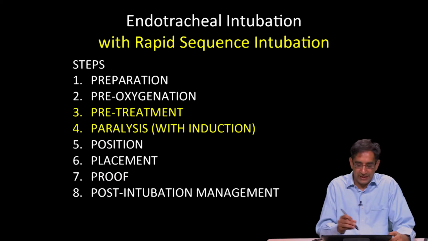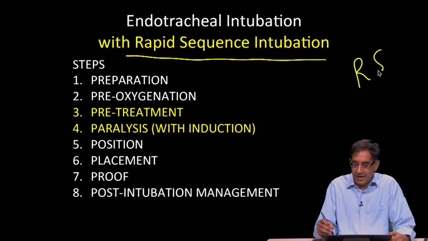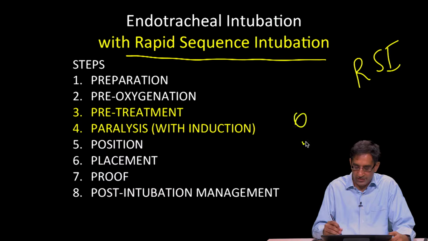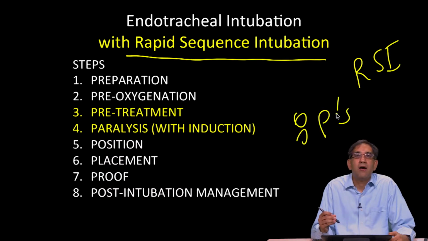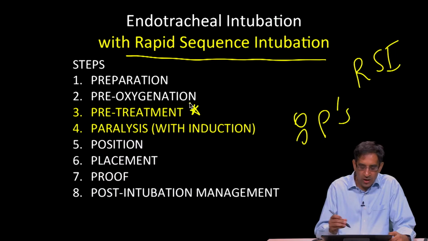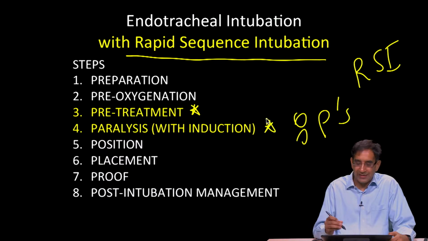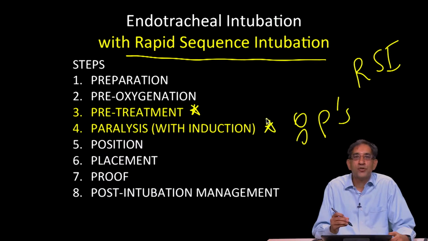Rapid sequence intubation, or RSI, adds a couple of elements to the 6 P's. And now it becomes the 8 P's of endotracheal intubation with rapid sequence intubation. We add pretreatment with medications, and then paralysis with induction, also utilizing medications, between pre-oxygenation and positioning to facilitate endotracheal intubation. So let's talk more about rapid sequence intubation.